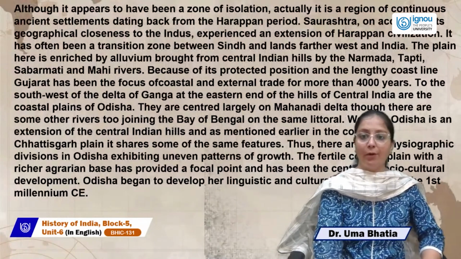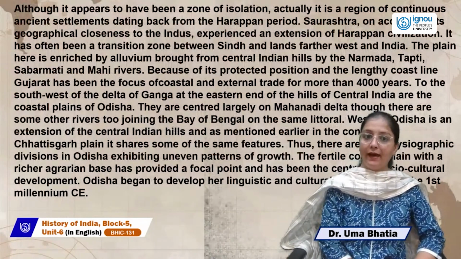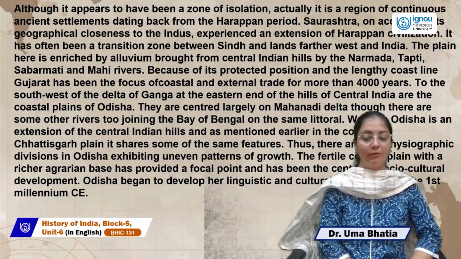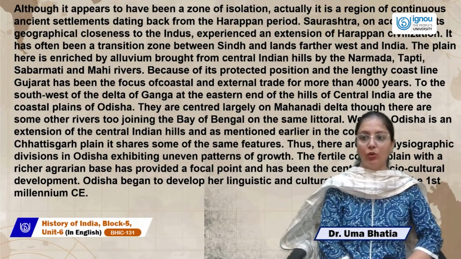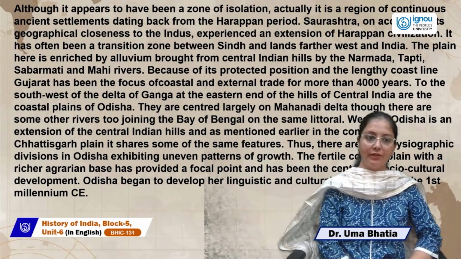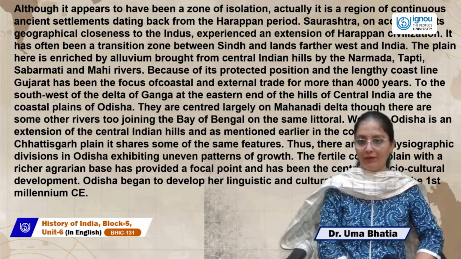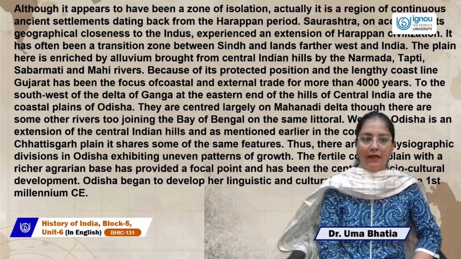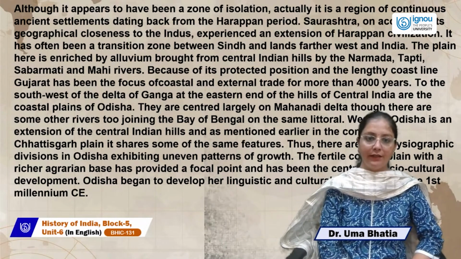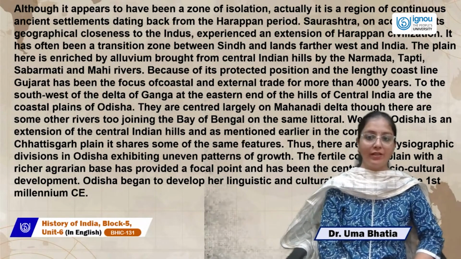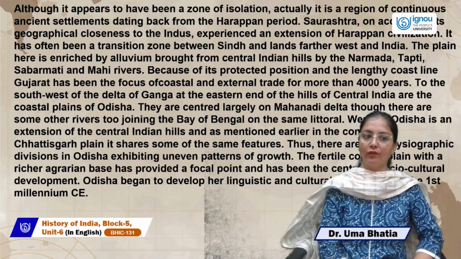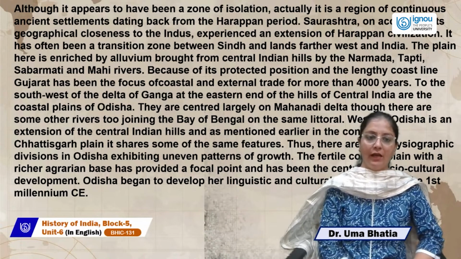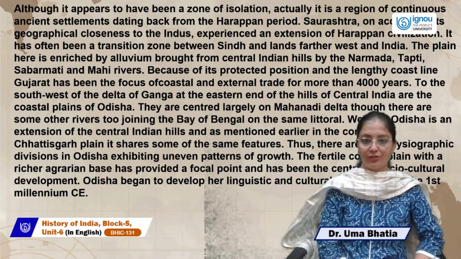And we have studied about Mahanadi. They are centered largely on Mahanadi Delta, though there are some other rivers too adjoining the Bay of Bengal on the same littoral. Western Odisha is an extension of central Indian hills and, as mentioned earlier in the context of Chhattisgarh plain, it shares some of the same features.